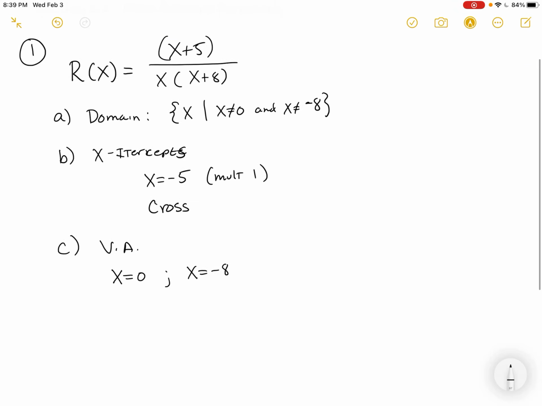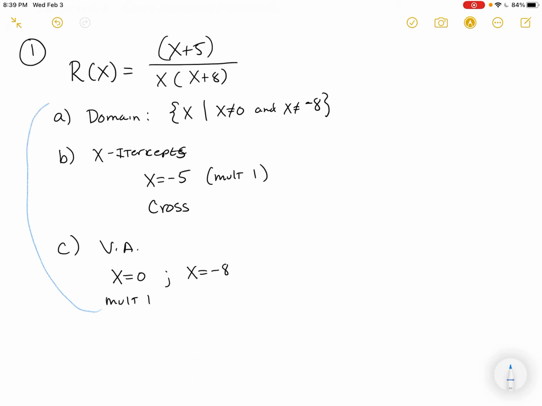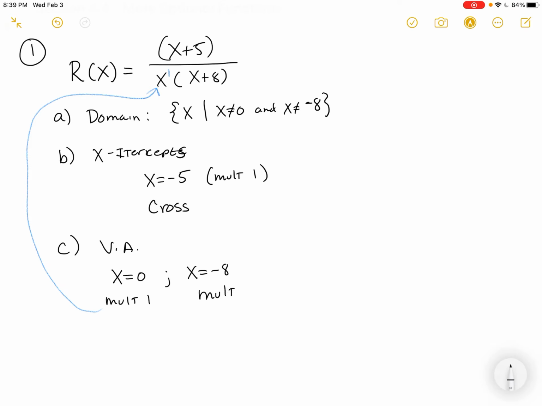Now, here's what I want to tell you, because they're going to ask you about this next. Vertical asymptotes behave just like zeros in the sense that they have multiplicity. So the multiplicity of the x equals 0 vertical asymptote is 1, right? And if that didn't make sense, why? Let's look at where it's coming from. I'll use this kind of light blue line. It's coming from right here. And that has a power of 1 on it. So that's why I'm saying it has a multiplicity of 1. Very similarly, x equals -8 also has a multiplicity of 1.